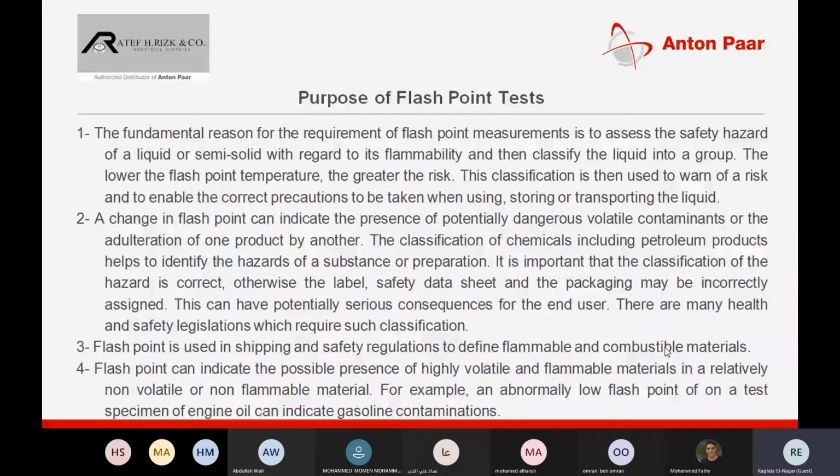Changes in flashpoint can indicate the presence of potentially dangerous volatile contamination or the addition of another product to the main product. The classification of chemicals, including petroleum products, helps to identify the hazards of a substance or preparation. Also, flashpoint is used in shipping and safety regulations to define flammable materials. Flashpoint can indicate the possible presence of highly volatile and flammable materials in relatively non-volatile or non-flammable materials. For example, an abnormally low flashpoint on a test of engine oil can indicate the presence of gasoline contamination.